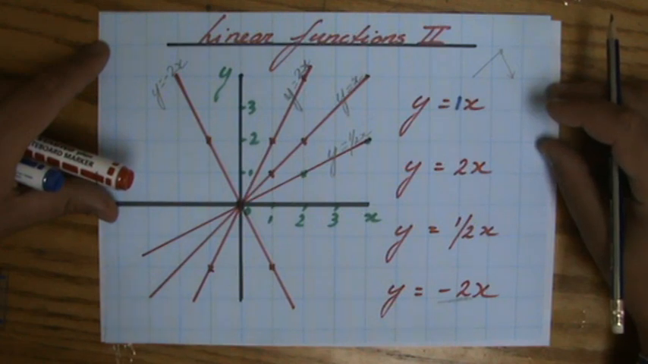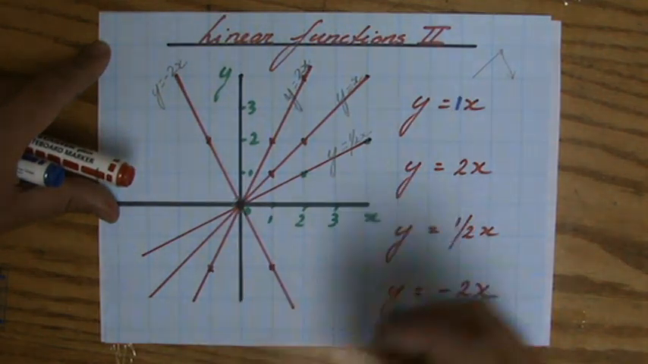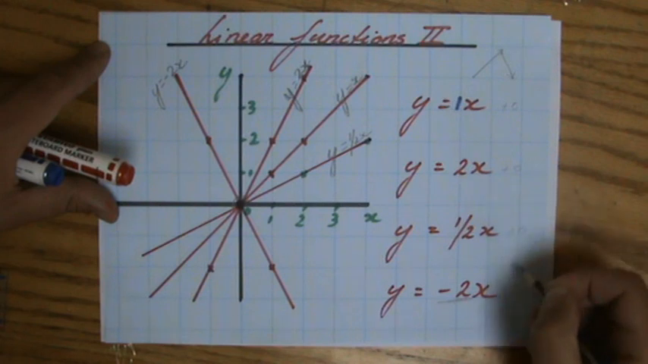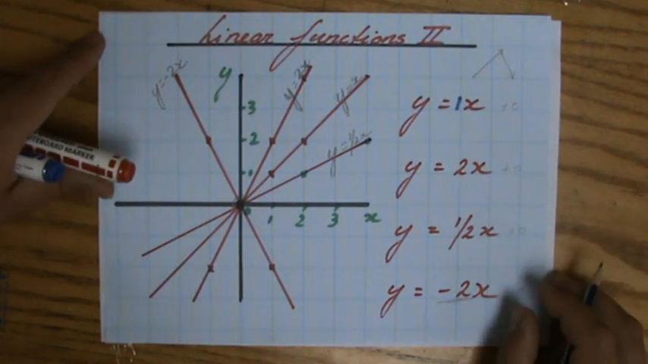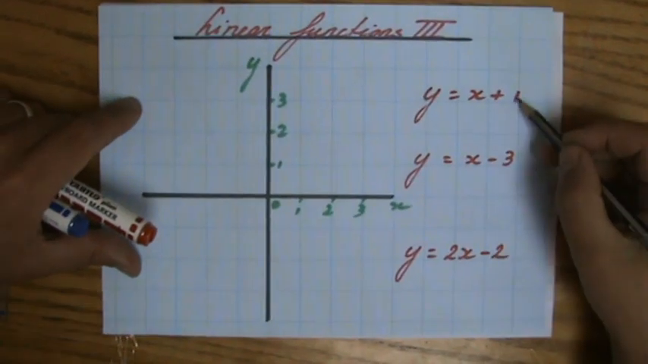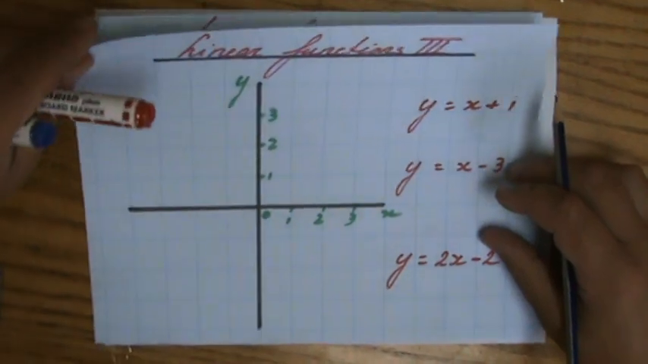Do I want to say one last thing? Yes, I do. All lines go through the origin. You see that? Because plus 0, there's nothing behind the x term. In my next video, I'm going to show you what happens if you do have a number there. What effect does that have on your line?